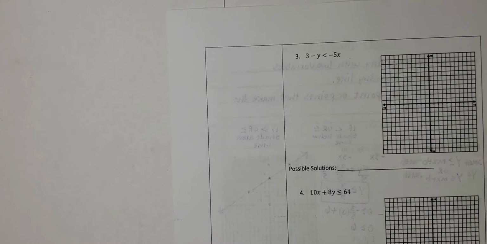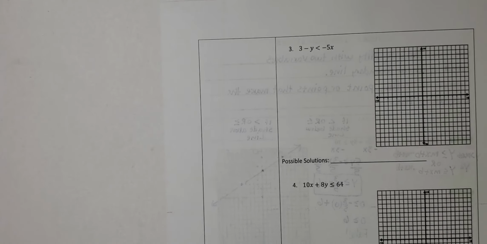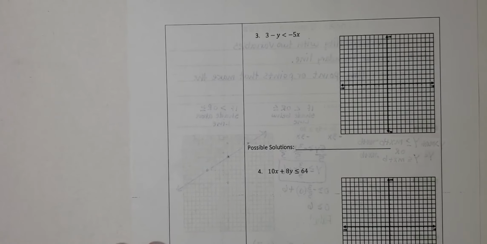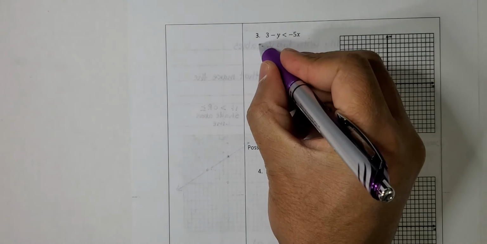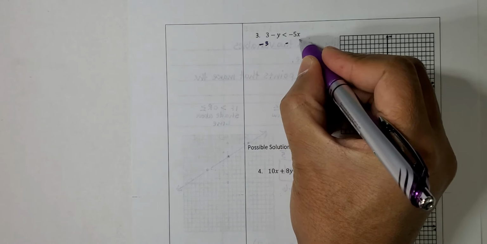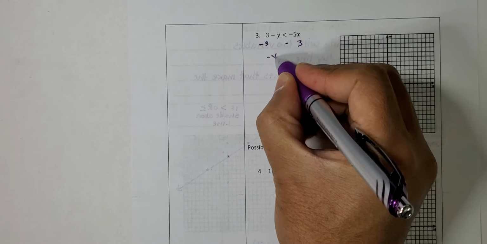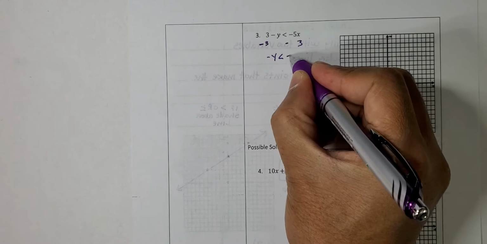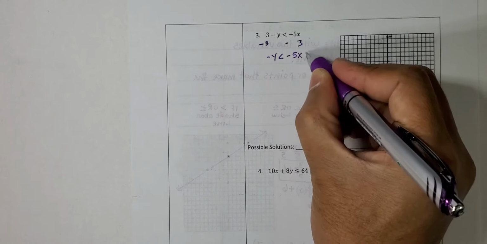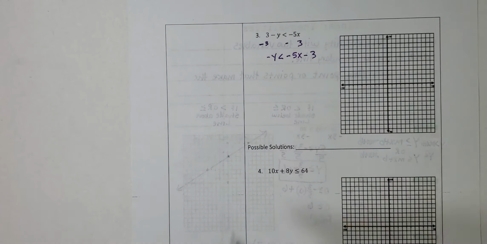And then here, I'm just going to graph, okay? I'm not going to do everything that I did on the previous page for the sake of time. So again, first I'm going to solve for y. I'm going to subtract this 3 from both sides of the equation. Okay, so then I have negative y less than negative 5x minus 3.